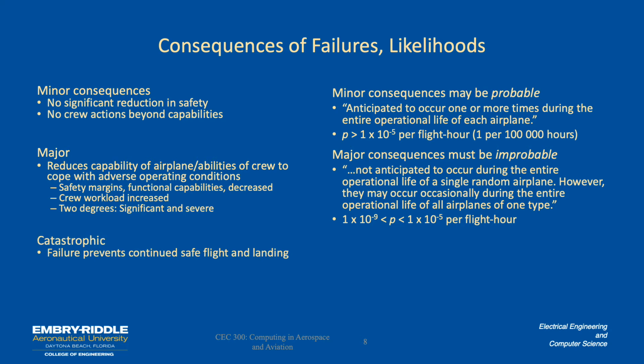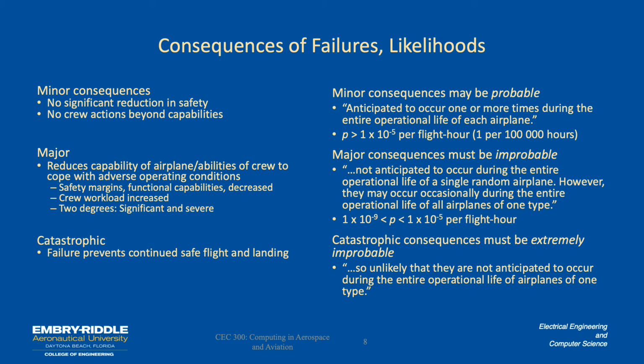Finally, a catastrophic failure is a failure that prevents continued safe flight and landing. So if you don't have continued safe flight and landing, you have unsafe flight and landing. So this is a loss of aircraft and loss of people. That is what the FAA refers to as souls on board, SOBs. It's kind of a sick joke with the FAA.